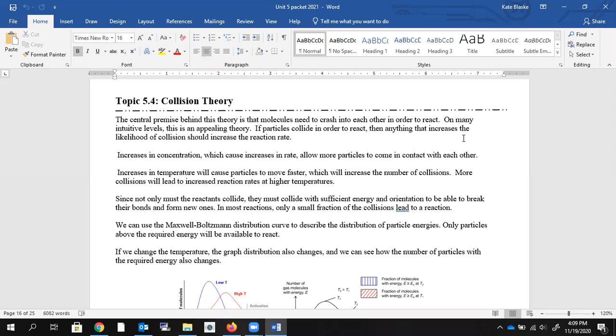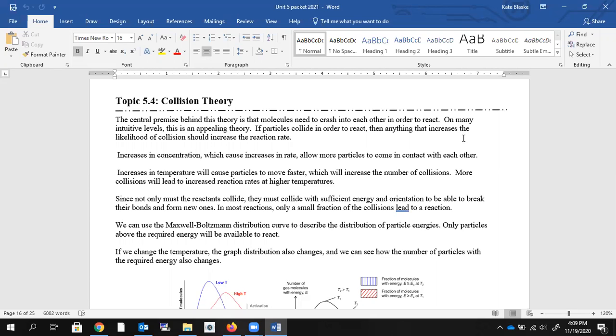There are two different parts of collision theory. Not only do they need to collide, they need to collide, number one, with enough energy to react with each other, and number two, in the right orientation in order to react. So we can talk about multiple things that increase the likelihood of those happening.